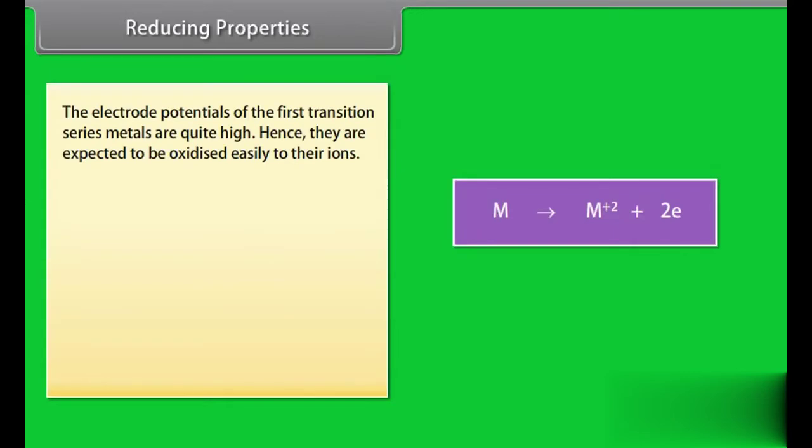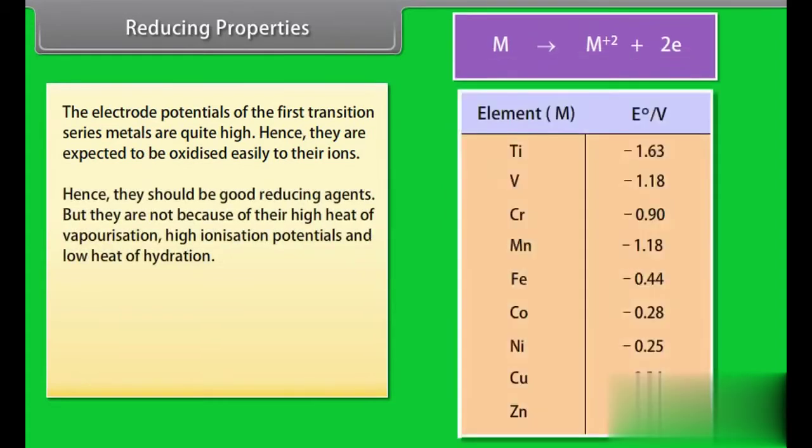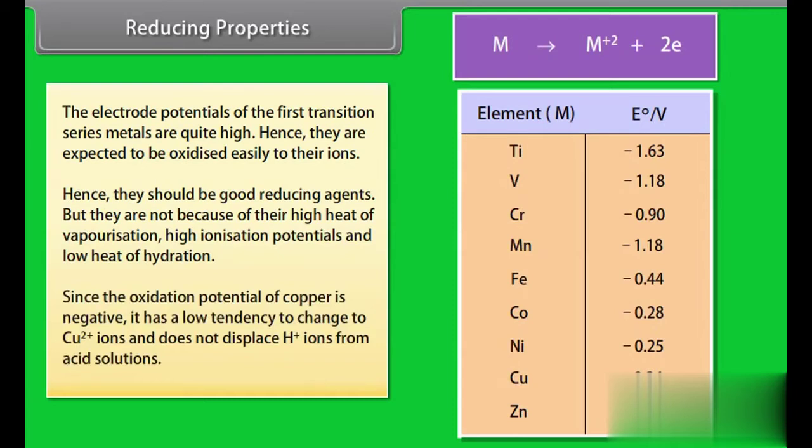Hence, they are expected to be oxidized easily to their ions. Hence, they should be good reducing agents. But they are not, because of their high heat of vaporization, high ionization potentials, and low heat of hydration. Since the oxidation potential of copper is negative, it has a low tendency to change to Cu2+ ions and does not displace H+ ions from acid solutions.